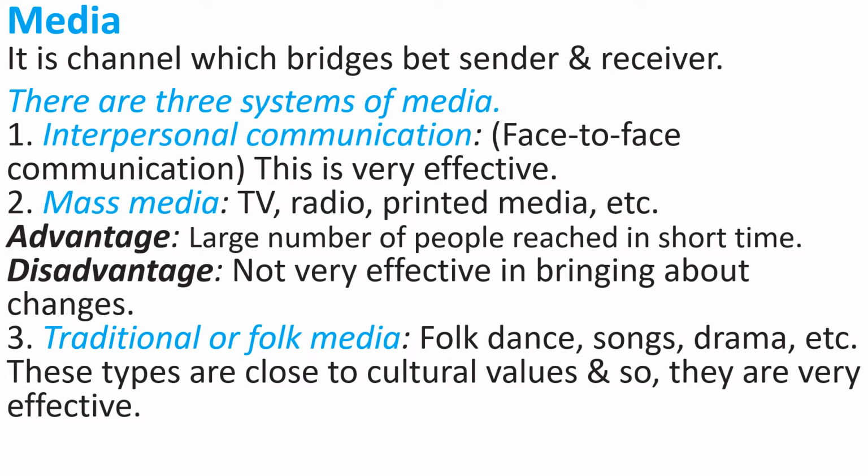There are three systems of media: interpersonal communication, mass media, traditional or folk media. Interpersonal communication, face-to-face communication. This is very effective. Mass media, TV, radio, printed media, etc. Advantage, large number of people reach it in short time. Disadvantage, not very effective in bringing about changes. Three, traditional or folk media, folk dance, songs, drama, etc. These types are close to cultural values and so they are very effective.